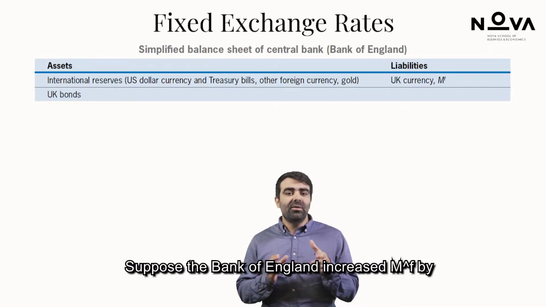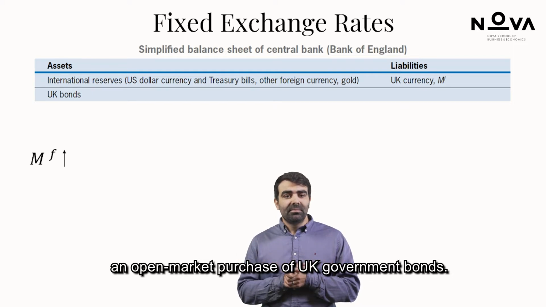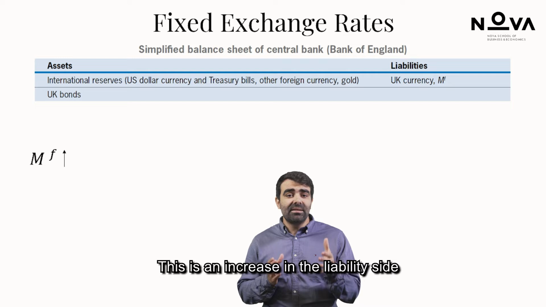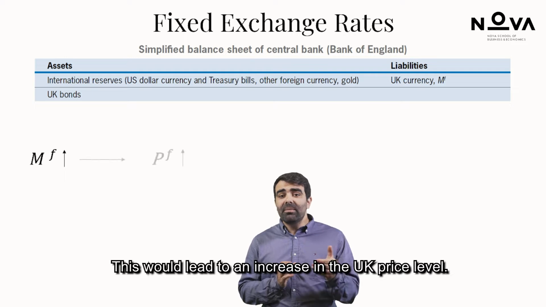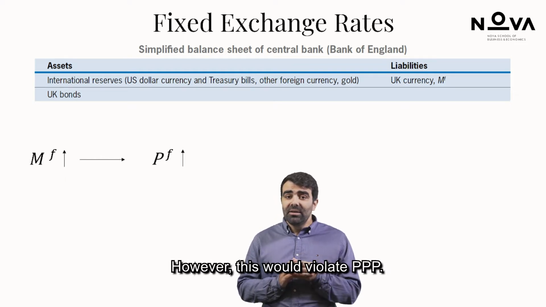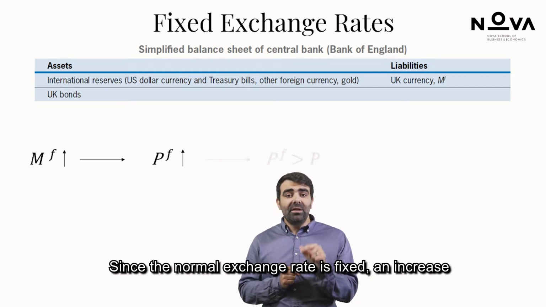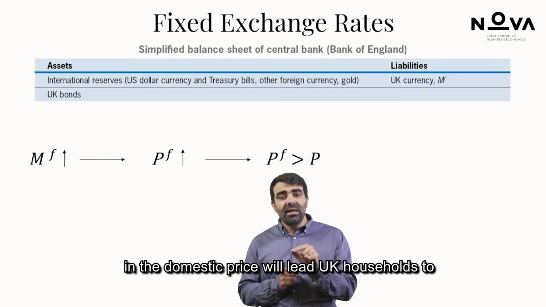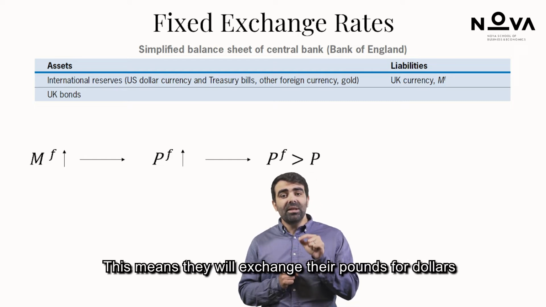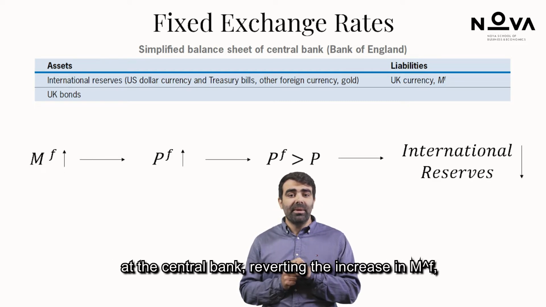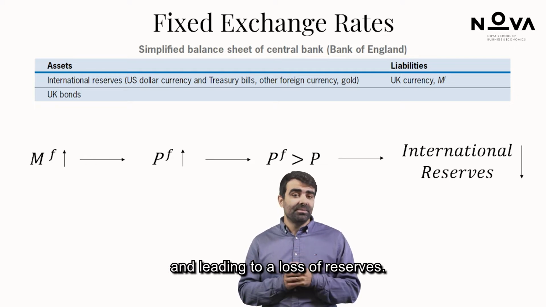Suppose the Bank of England increased MF by an open market purchase of UK government bonds. This is an increase in the liability side of the central bank balance sheet above. This would lead to an increase in the UK price level. However, this would violate PPP, since the nominal exchange rate is fixed. An increase in the domestic price will lead UK households to move away from UK consumption of goods. This means they will exchange their pounds for dollars at the central bank, reverting the increase in MF and leading to a loss of reserves.